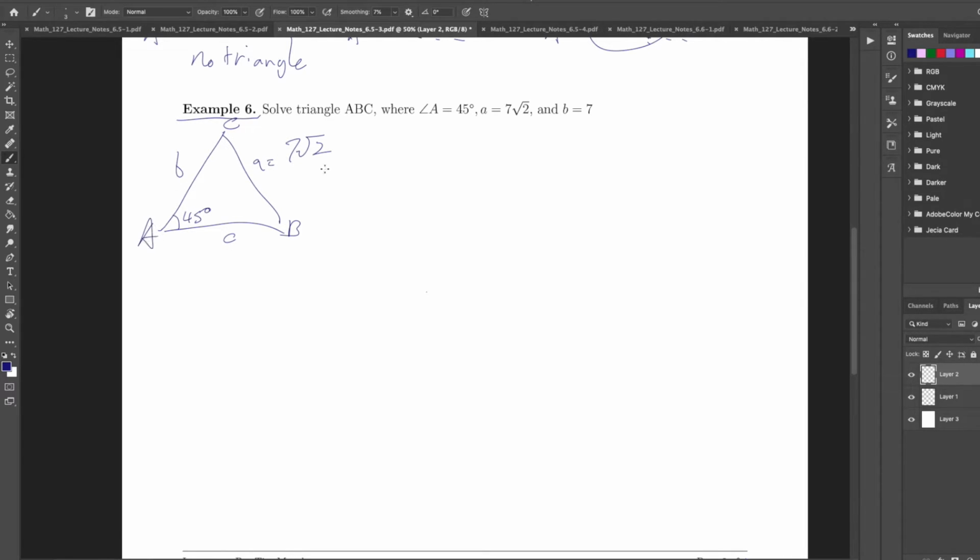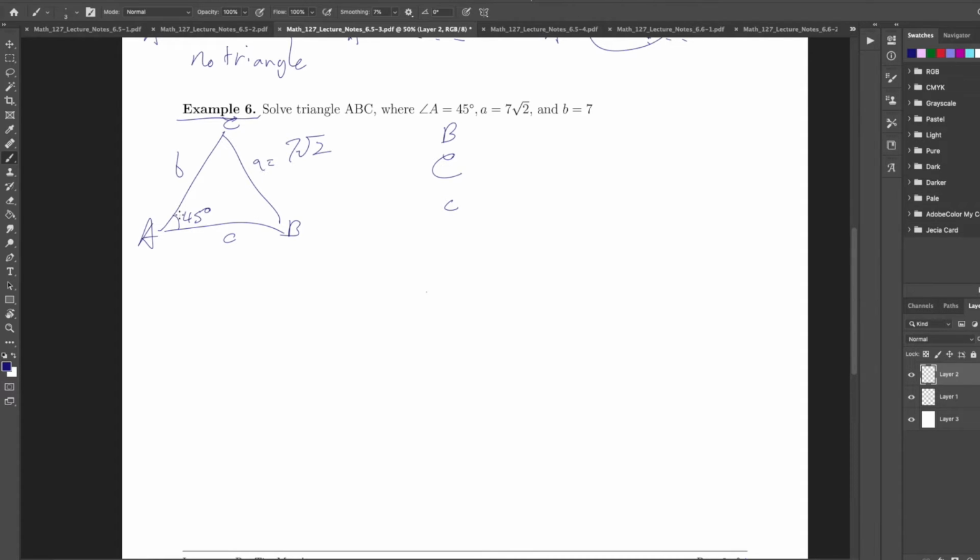Then we're going to call this big A. And so what are we looking for here? We're looking for angle B, angle C, and then side c. Let me put a little curl on the capital C, so we can differentiate it for the rest of this problem.